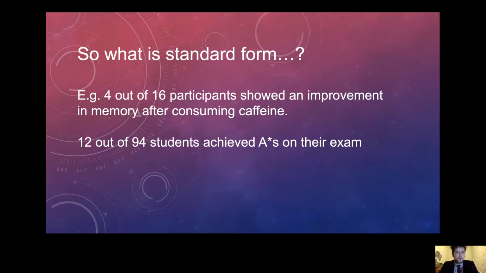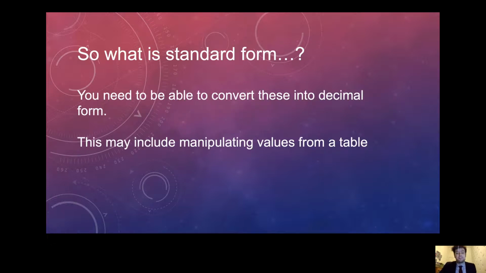So if you've got 4 out of 16 participants showing an improvement of memory after consuming caffeine, that's in standard form. Likewise, if you have 94 students sit in an exam and 12 achieve A stars, you say 12 out of 94 is in standard form. It's just in numerical form, the way we talk to people when we're having a conversation about this kind of thing, because we don't talk in decimal. But you need to be able to convert this into decimal, and that may include manipulating values from a table. So we'll go through an example of that now.